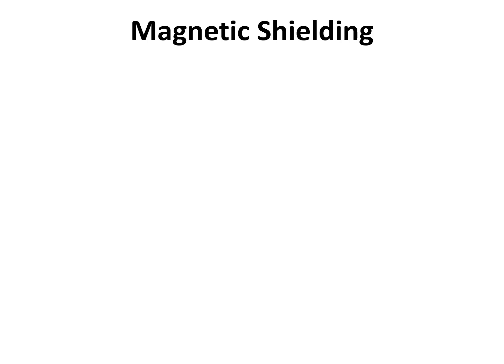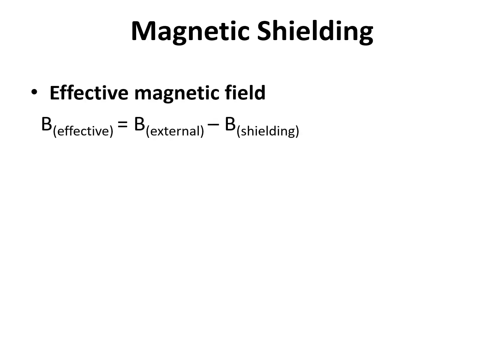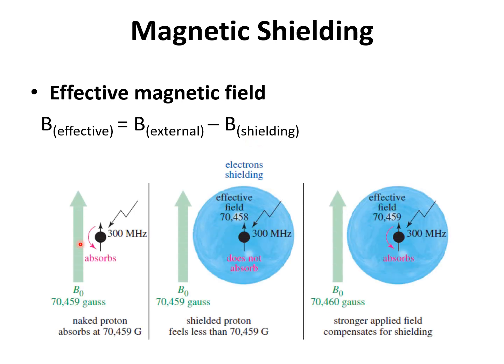Now let's see what is magnetic shielding. The effective magnetic field, that means how much of the magnetic field is actually effective in NMR or in spinning of the nucleus, is denoted by B effective, which is equal to the external magnetic field minus the shielding magnetic field. So let's see a naked proton. Generally, protons are surrounded by electrons. If we say the proton is naked, that is, not surrounded by electrons, then if we apply 70,459 Gauss of magnetic field, that much magnetic field will be absorbed by this proton because it is naked.